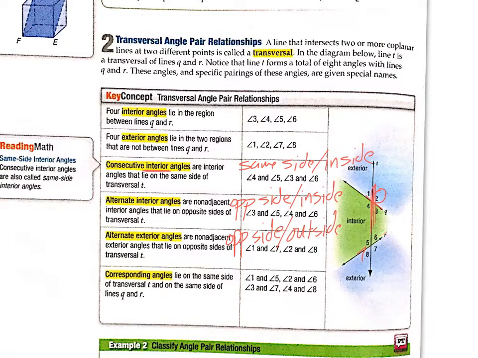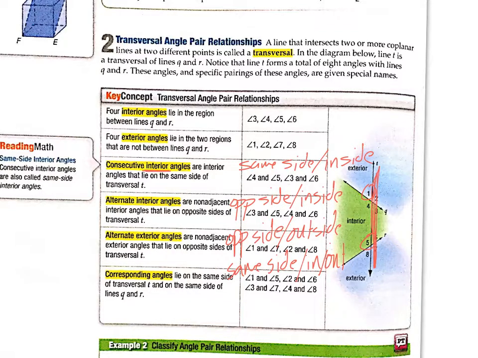And then the last ones that we have are called corresponding. Corresponding are same side, one's inside, and one is outside. Okay, so an example here that they give us are 1 and 5. 1 is on the outside, 5 is on the inside, but they're both on the same side of the transversal, the up and down line.